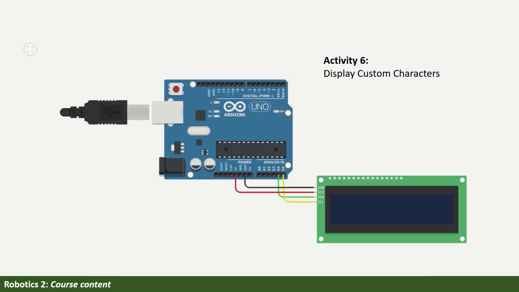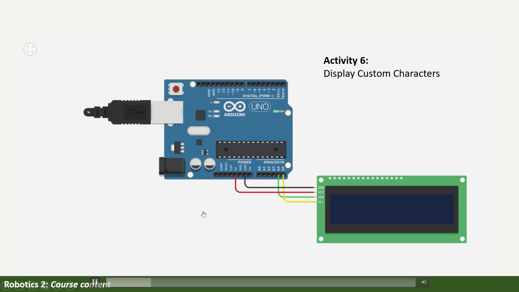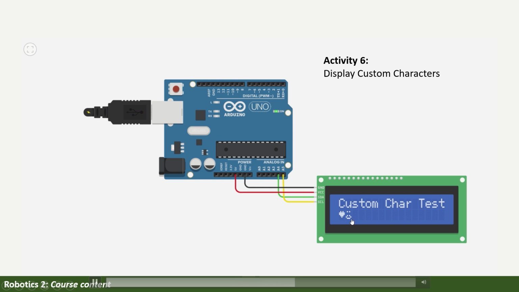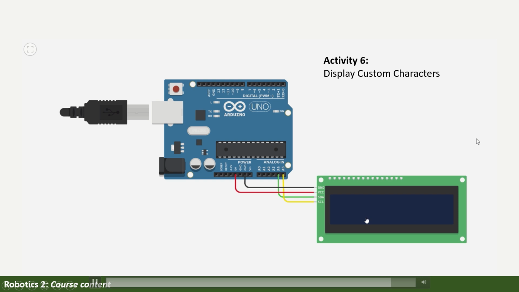And on number 6, that's displaying custom characters on the second row. So here it's a heart and some sort of a smiley face. You can fill up to 8 custom characters.